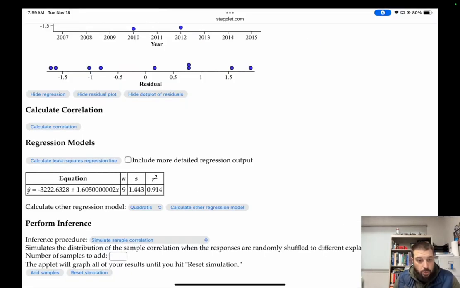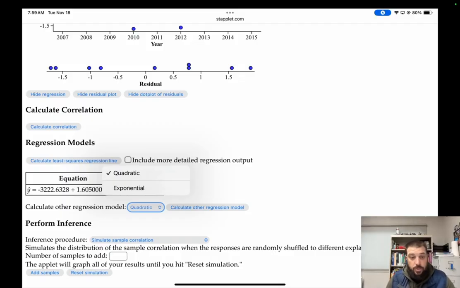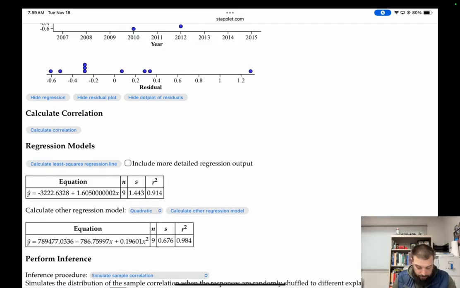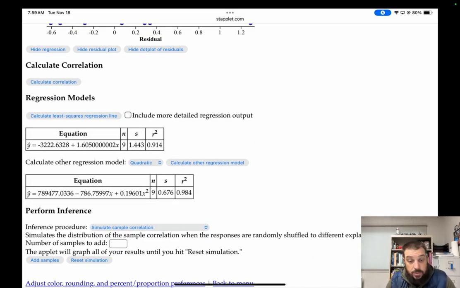All right, and so before we switch it over, though, I want our S value, 1.443, to be recognized. We're going to be using that later to talk about some things. But then down here, you can see we can calculate other regression models. And so there's quadratic and exponential. We're going to use quadratic here. It gives us an S, and we'll talk about that in a little bit, but you can see for our linear one, it's 1.443, where for our quadratic one, it is 0.676. You can see that equation, we have that squared at the end.